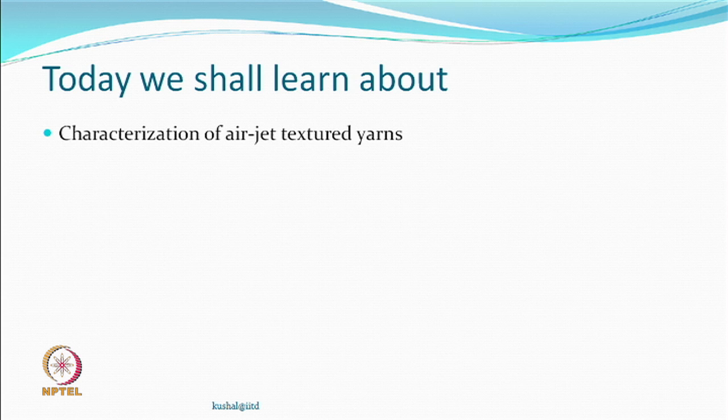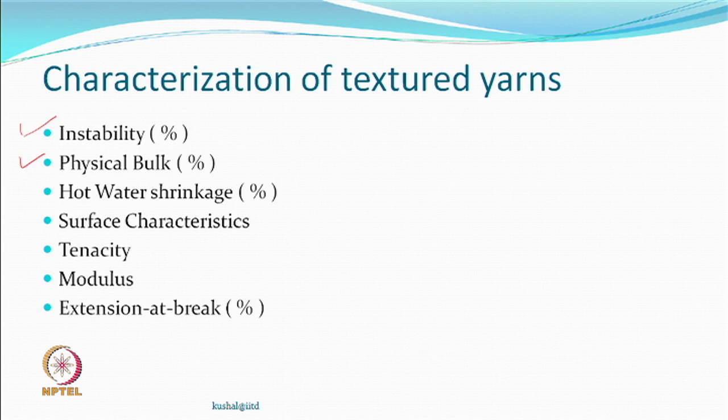So, we shall today look at the other ways of characterization of textured yarns. Various characterization techniques that we may use, we have generally talked about the instability and the measurement of bulk. And we said that bulk can be measured in many ways possibly, but winding on a package and looking at the package density and the ratios are the ones which have been used as a more realistic way of describing the increase in bulk of the yarn.